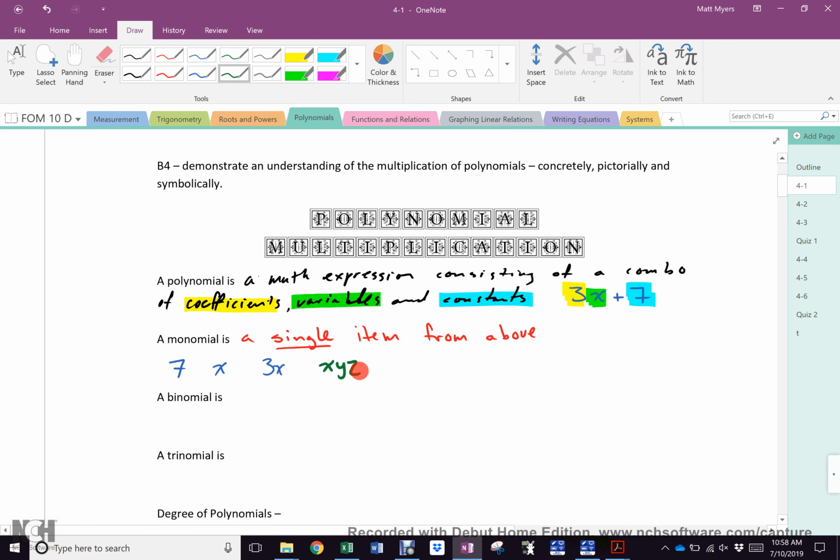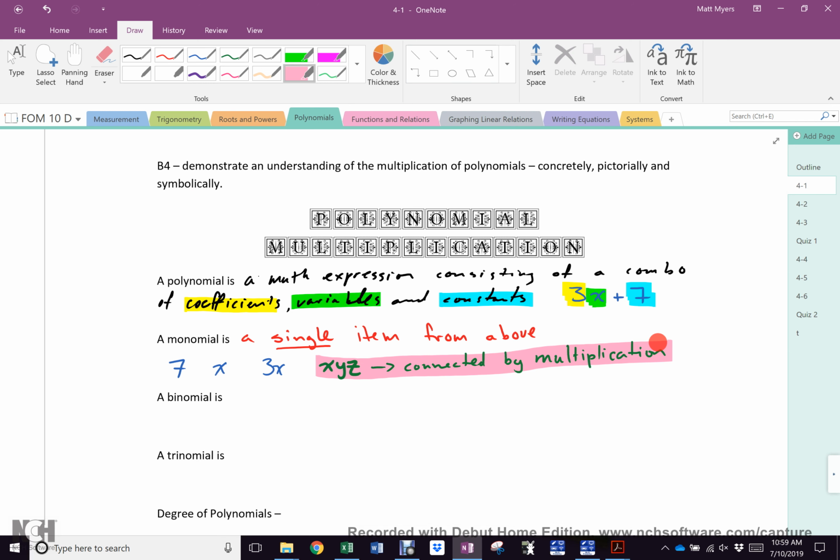X, Y, Z. That is still a single item. Why? Because it's connected by multiplication. Please highlight, underline, or do something with that, because that's weird. It doesn't look like a single thing, but it is because it's connected by multiplication. Everybody cool? All right. You all know this already anyway.